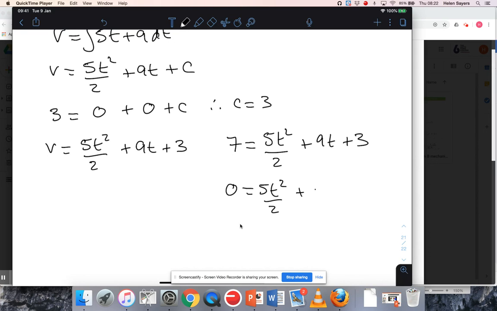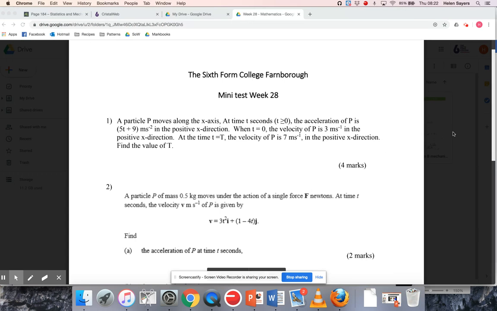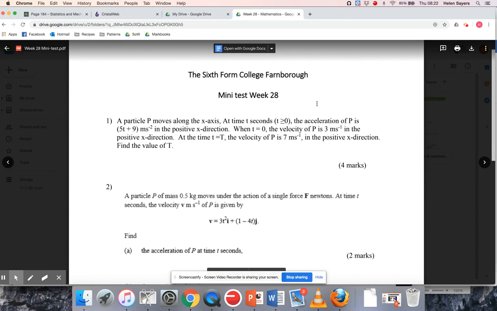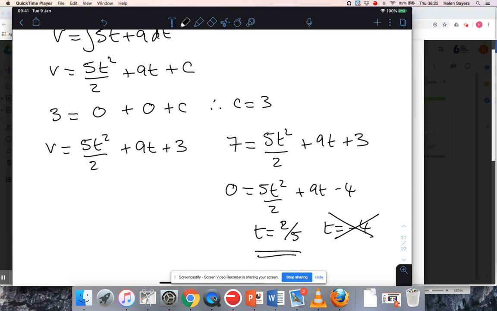You're absolutely fine just to solve this on your calculator. So if you plug that into the quadratic solve mode on your calculator, you get t is 2/5 or t is -4, and obviously t cannot be -4. I think it said in the question that t has to be greater than or equal to 0, and obviously it does. So there's our solution. So capital T is 2/5 or 0.4 seconds.